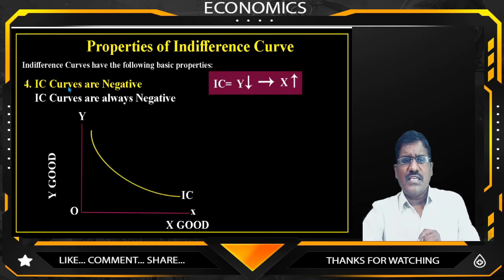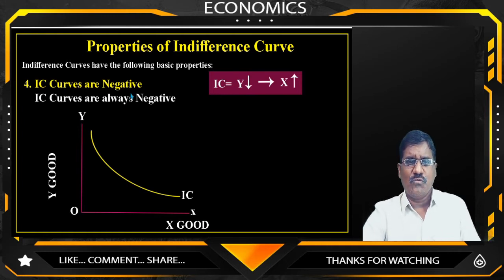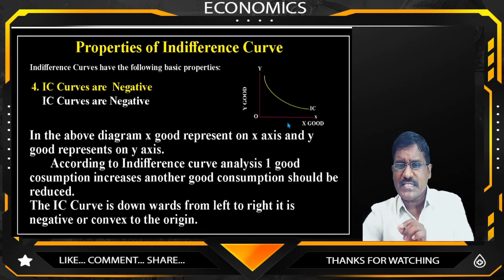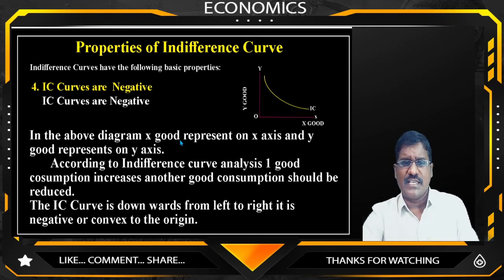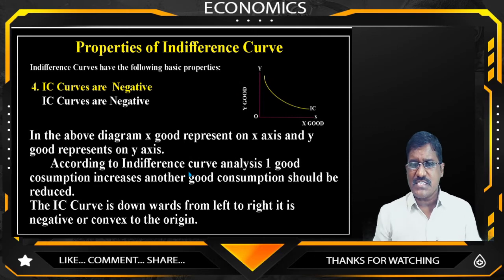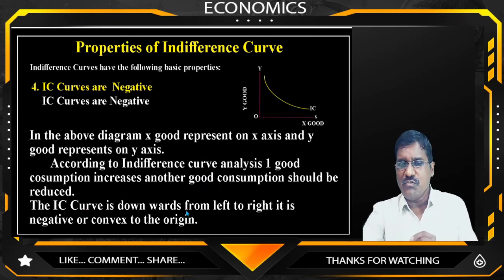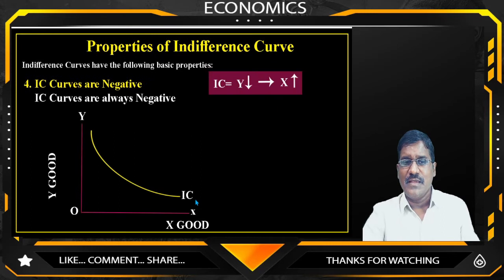Then IC curves are negative. What does it mean that IC curves are negative? In the above diagram, X good is represented on the OX axis, Y good on the OY axis. According to indifference curve analysis, if one good's consumption increases, another good's consumption should be reduced. Already we know the IC curve is downwards from left to right. It is called negative, or convex to origin. Downwards from left to right is called negative.